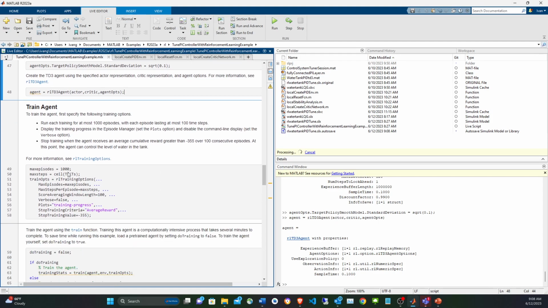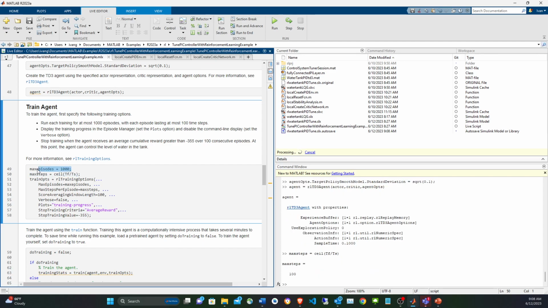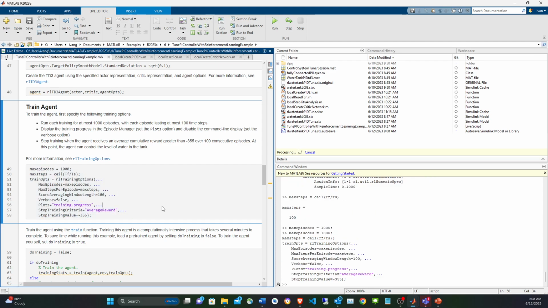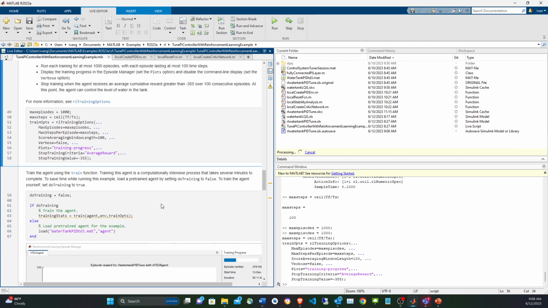Now the training options: the maximum steps is the final time divided by the sample time, 10 divided by 0.1, which is 100 steps. We're going to have a maximum of 1000 episodes, but it should converge way earlier than that. We set verbose and a display, and we're going to stop when the average reward is negative 355, as I mentioned before. We're expecting a negative reward because we don't have positive rewards. Everything is negative.